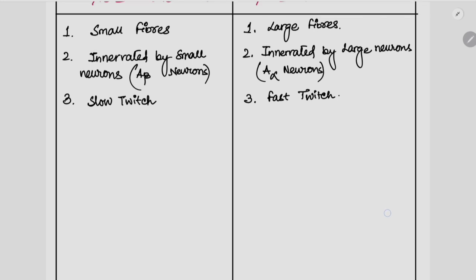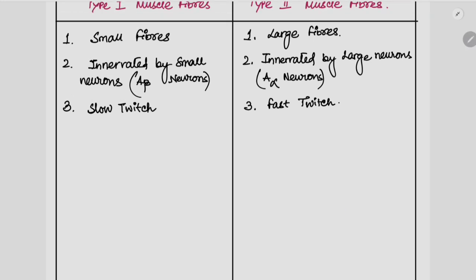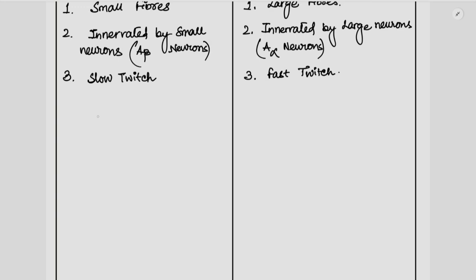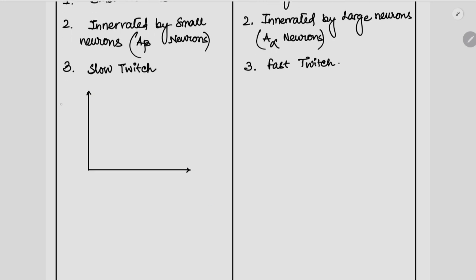How do we call them slow twitch and fast twitch? We basically rely upon the force-time relationship, not the length-tension relationship. That is the force of contraction versus time relationship we are going to discuss. So here is the force of contraction on the y-axis and the time on the x-axis.